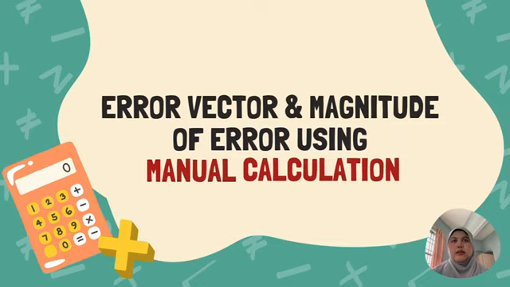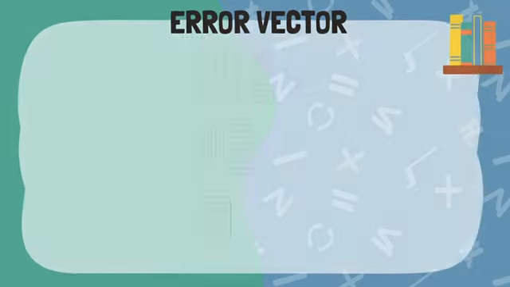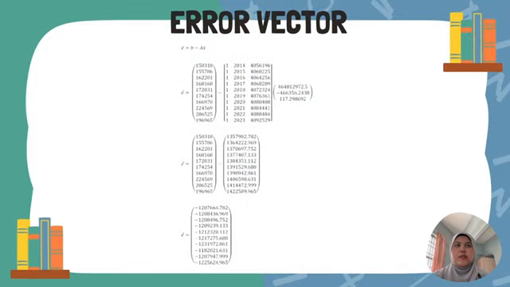Next, let's take a closer look at the manual calculation to find the error vector and magnitude of error. To calculate the error vector manually, we apply the formula E equals B minus AX. This involves taking our observed data B and subtracting the predicted value AX generated by our model. The slide clearly illustrates this element by element subtraction process. After performing all the calculations, we arrive at the final error vector, which is the column of negative residuals shown at the bottom of the slide. This vector represents all the remaining error from our model.